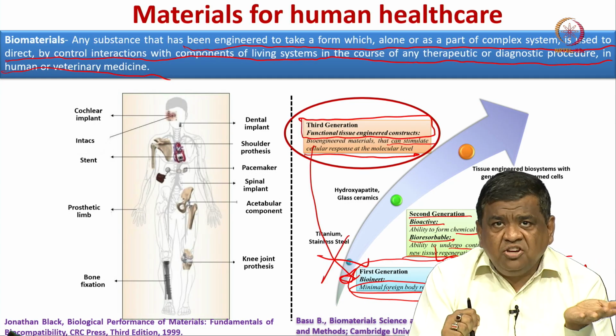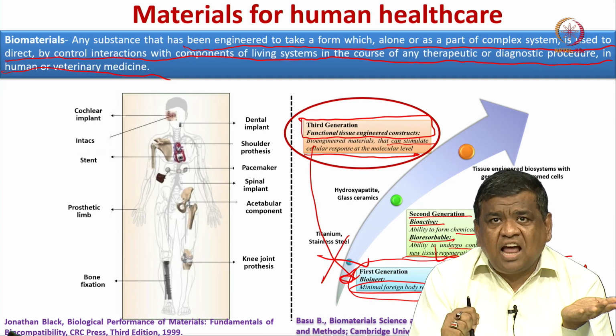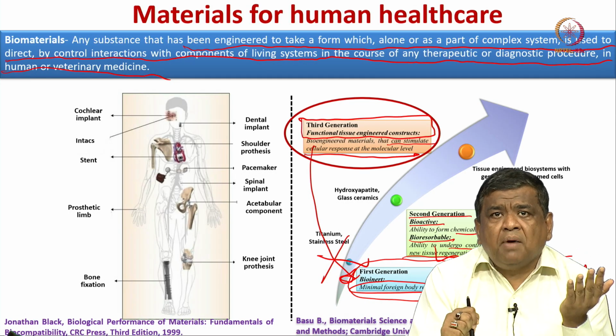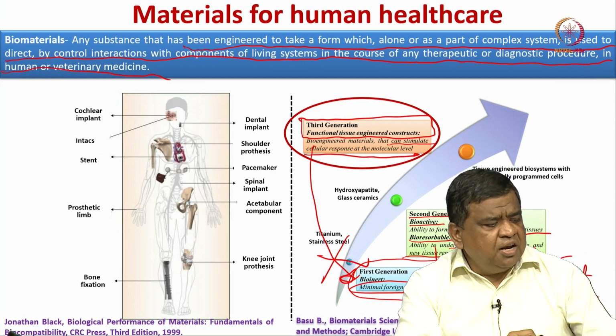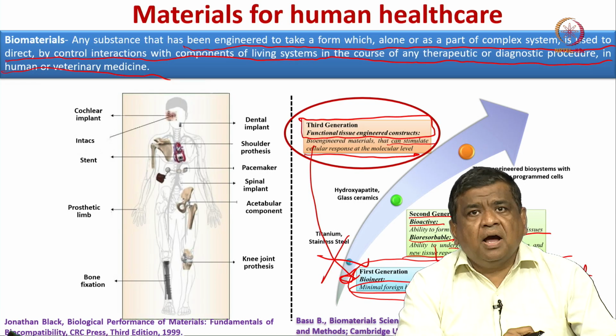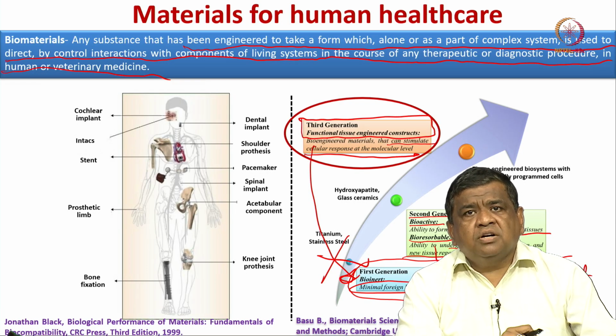So, second generation is the bioactive glasses, like Larry Hench, who pioneered this field of bioactive glasses, and third one is tissue engineering, which was founded by some of the stalwarts in the field like Professor Robert Langer at MIT.